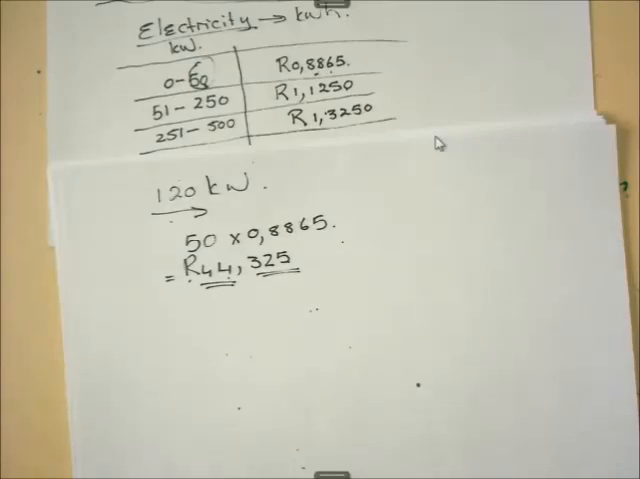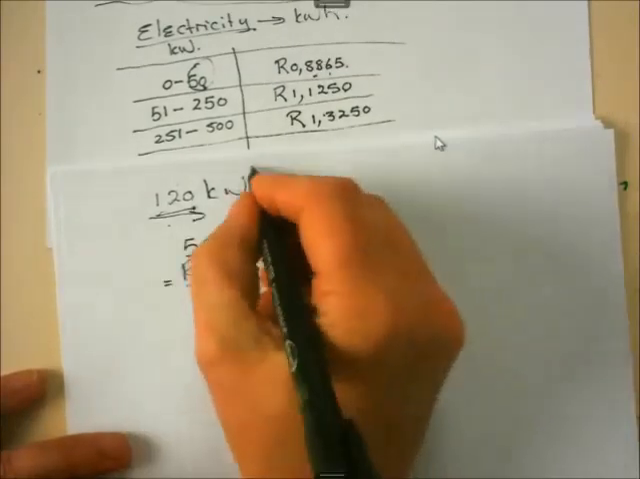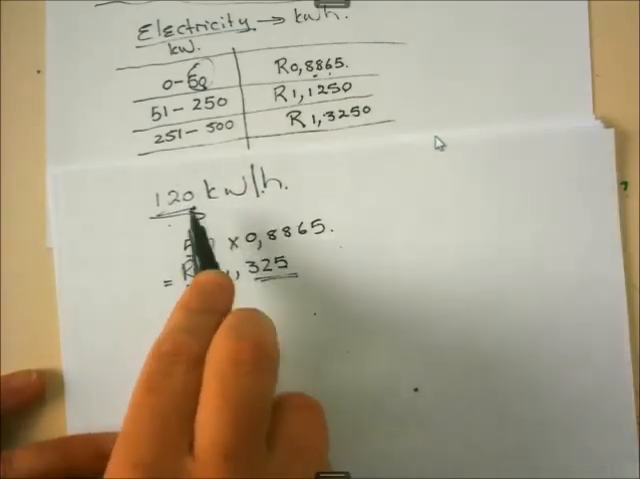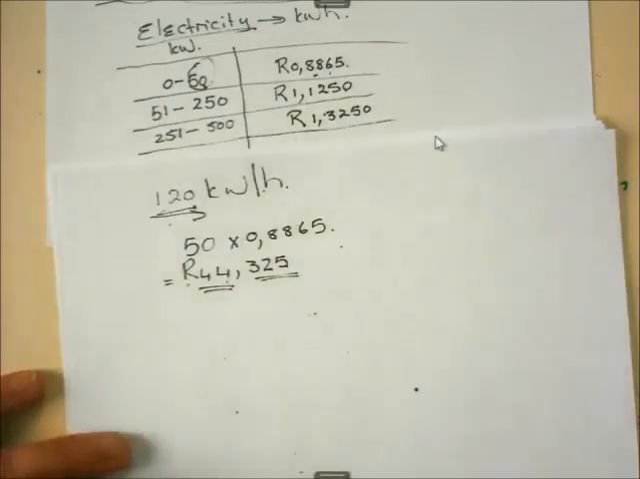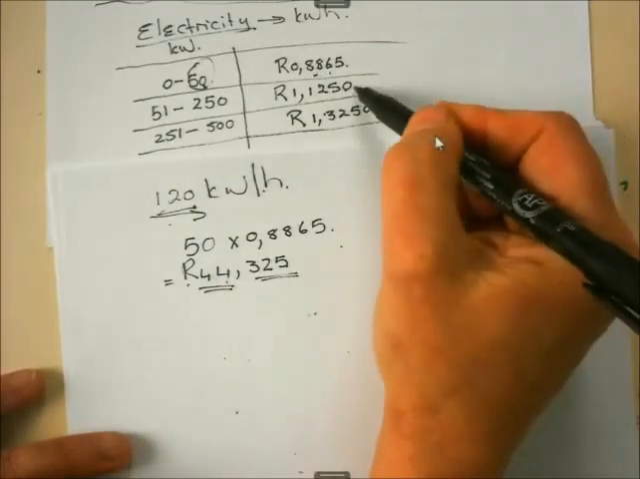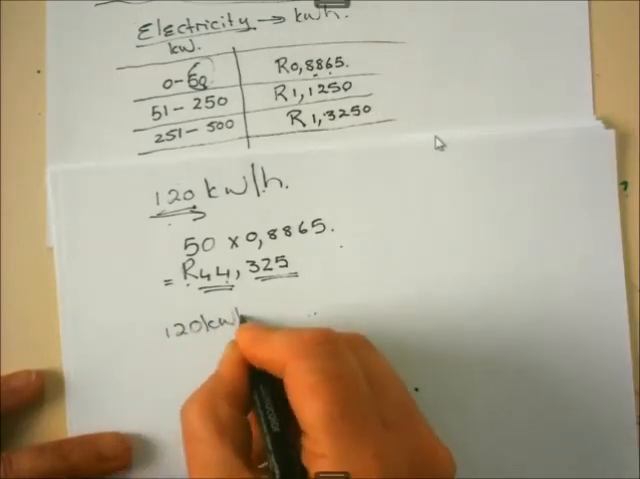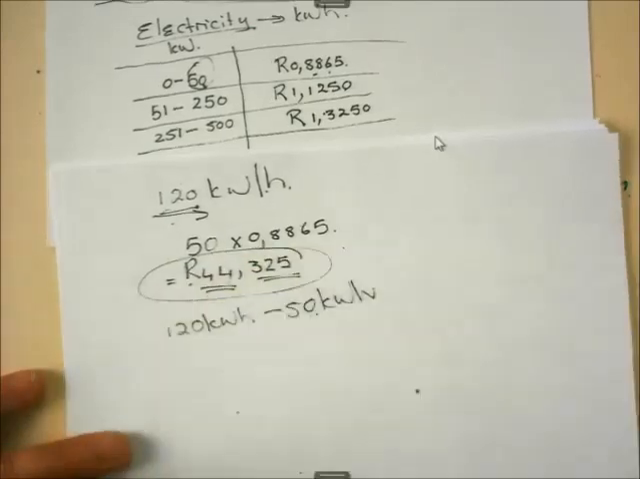Now, here is the trick. If you are going to use 120 kilowatt hours, you must remember that you already paid for 50. You cannot now go and again say 120 multiplied by that amount. No. You have already paid for 50. So what you must do is first subtract that 50 kilowatt hours. For the first 50 kilowatt hours, you are now paying that 44 Rand 32.5 cents.